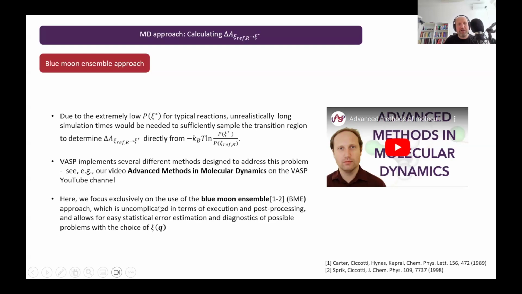So here within this lecture, I will exclusively focus on the use of a method called the Blue Moon Ensemble technique. I selected it, it's my favorite, because it's uncomplicated in terms of execution and post-processing. And unlike metadynamics, for instance, it allows for easy statistical error estimation, and it doesn't hide anything. So if some problem appears, for instance, with the definition of the reaction coordinate or something like that, we will immediately see it from the results.